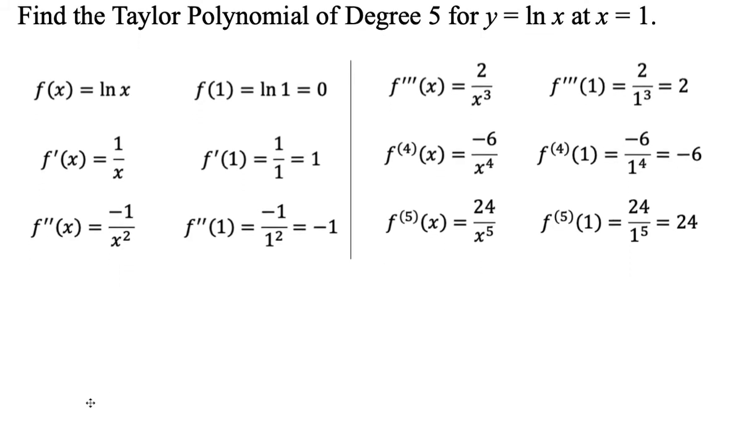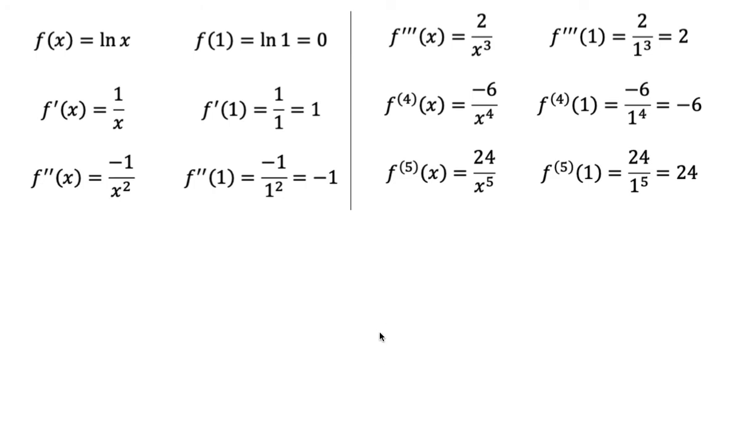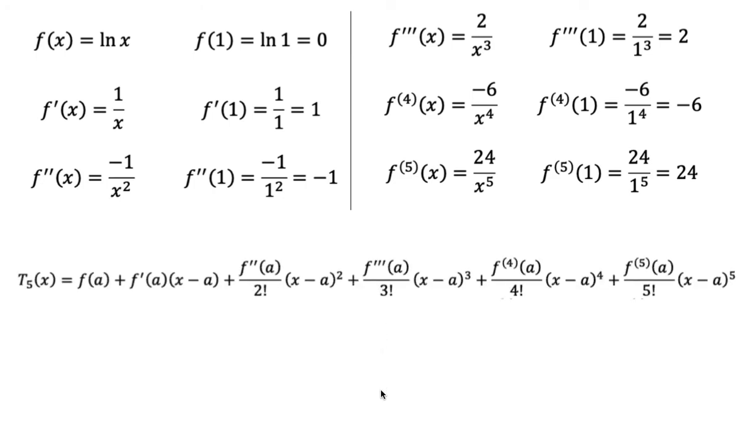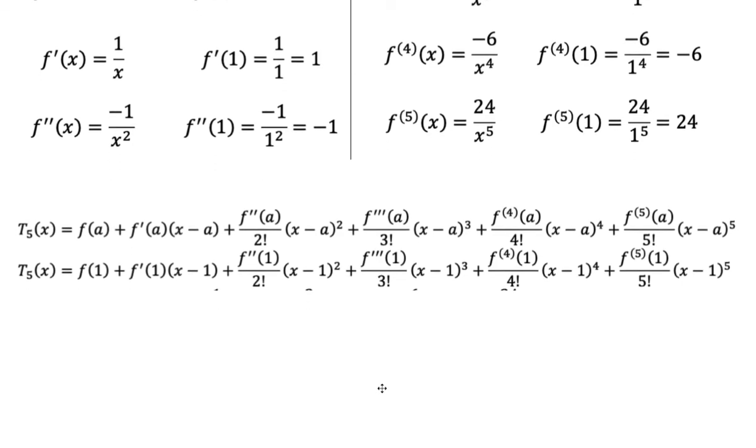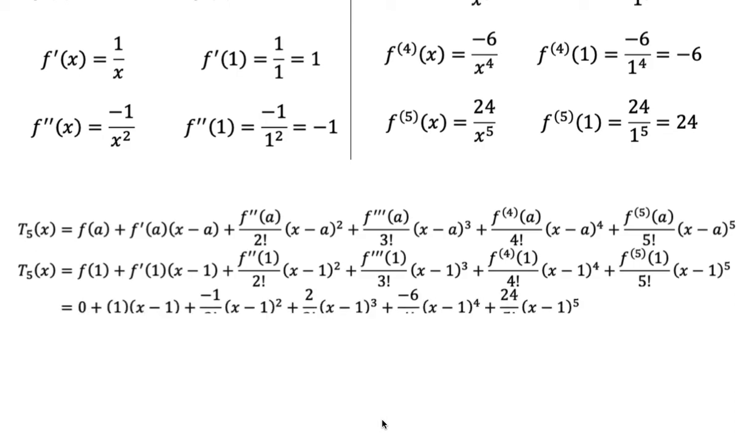Using this information, we can now start to write our polynomial. First, the general form. The fifth degree Taylor polynomial is f of a plus the first derivative of f at a times (x minus a), plus the second derivative of f at a divided by 2 factorial times (x minus a) squared, and so on until we get to the fifth derivative at a divided by 5 factorial times (x minus a) to the fifth. Substituting our a value of 1 in, and then the corresponding values for each of the derivatives as well as the original function evaluated at 1. And then a little bit of simplifying.